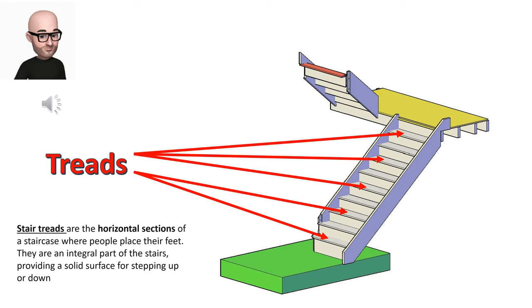The third part we will look at are treads. Stair treads are the horizontal sections of a staircase where people place their feet. They are an integral part of the staircase as well, providing a solid surface for stepping up or down.